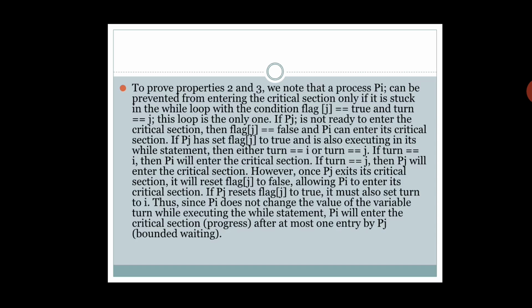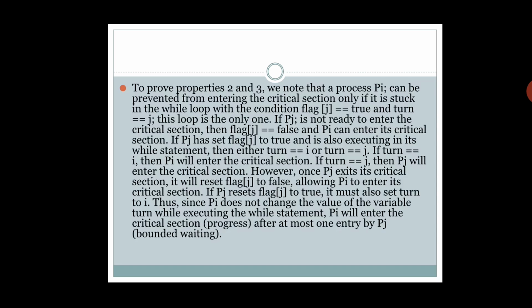Fine. If Pj is not ready to enter the critical section, then flag[j] should be set to false and Pi can enter its critical section. Why? Because flag[j] is false, that means it is busy. Any other processes are not allowed to enter that particular critical section. Now obviously it will go for flag[i], that process will enter at flag[i] place, and it will start using the critical section.